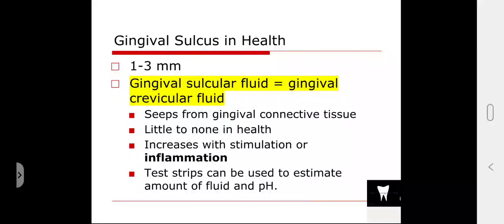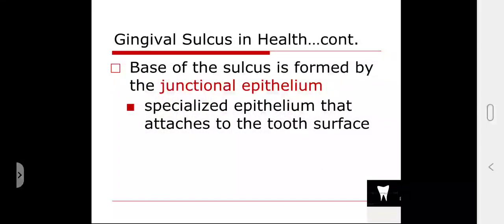So for those of you that are in the dental hygiene clinic, just starting to see patients in school, you may have easy patients right now, but as you progress, you'll have harder and harder patients with more calculus, and that's where you're really going to see that fluid. And there's a reason it's there, and you'll learn more about that in another lecture. But there are test strips out there that can be used to estimate the amount of fluid and the pH in that sulcular fluid.